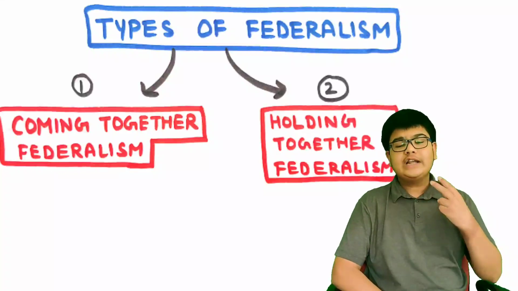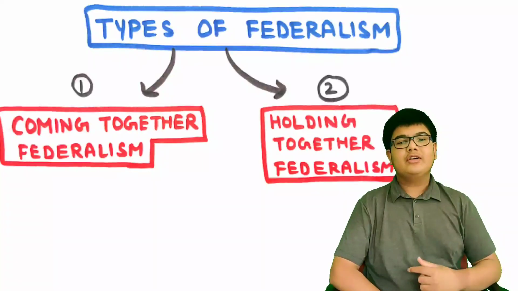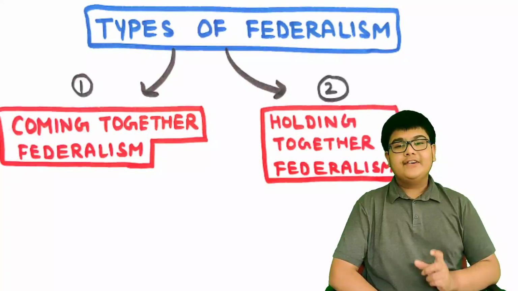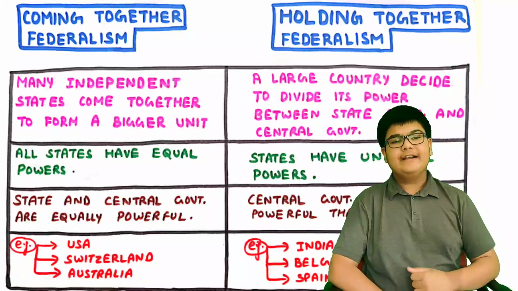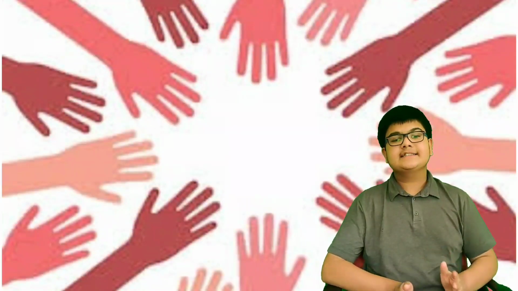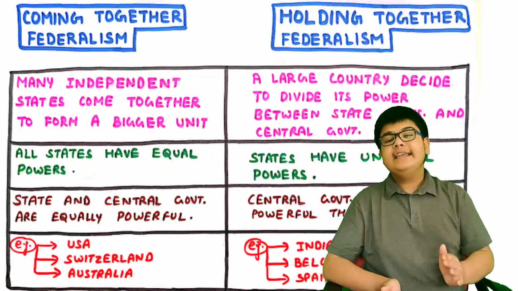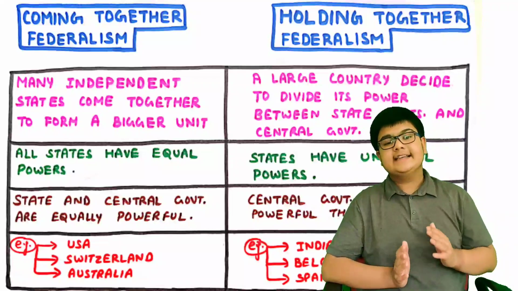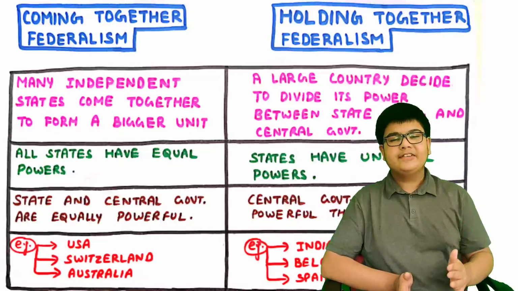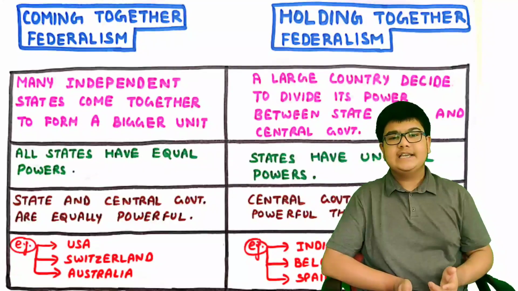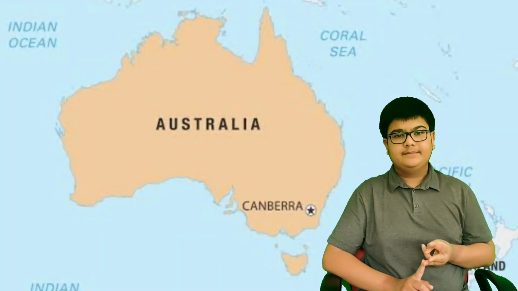So there are two types of federalism. First, coming together federalism, and second, holding together federalism. First, let us discuss coming together federalism. In coming together federalism, many independent states come together to form a bigger unit. All these states have equal powers, and the state and central government are also equally powerful. This type of federalism is practiced in countries such as the United States of America, Switzerland and Australia.